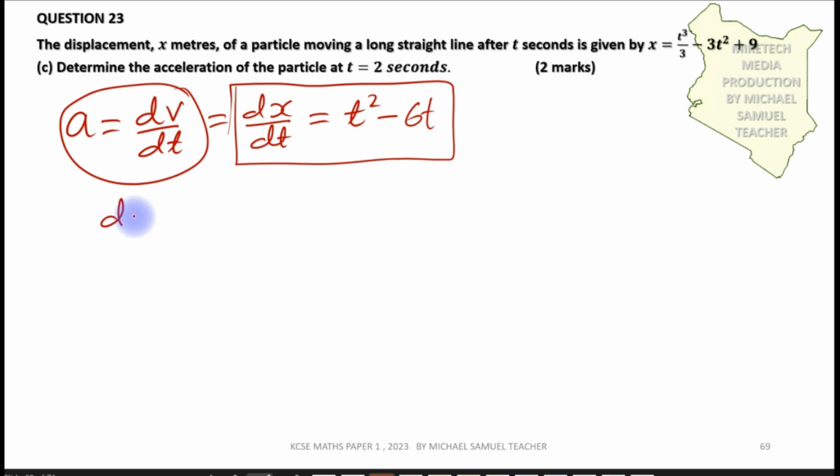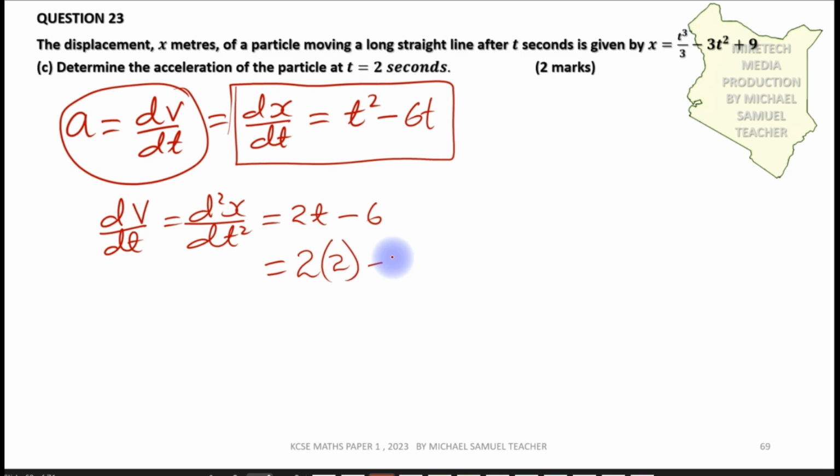So dv/dt, we differentiate this again, and I will get 2t minus 6. Therefore, at t is equal to 2 seconds, 2 times 2 minus 6. So this will be 4 minus 6, which is minus 2 meters per second squared. And that is the acceleration of the particle at t is equal to 2 seconds.